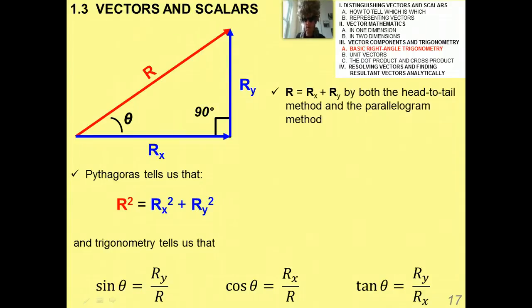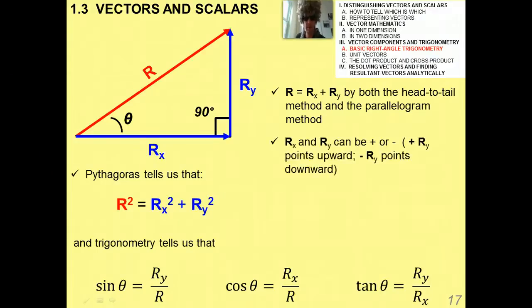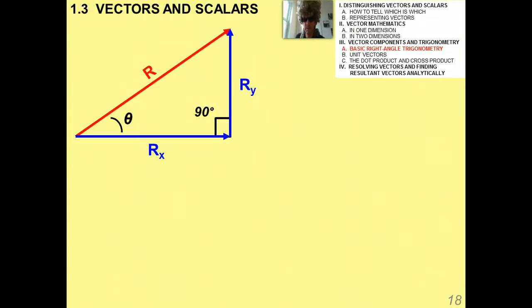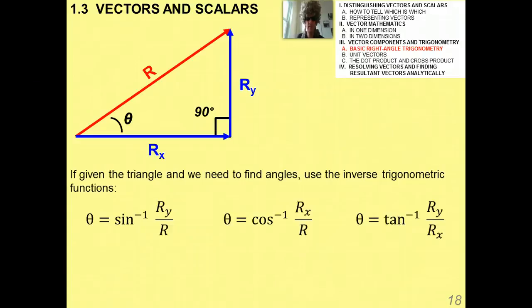Now, R is the resultant vector of Rx and Ry, both by the head-to-tail method and the parallelogram method, okay? It doesn't matter how you think of it, whether head-to-tail or parallelogram, R is the resultant vector. Rx and Ry can be positive or negative, right? Positive Ry is upward, negative Ry points downwards, and as I've said before, positive Rx points to the right, negative Rx points to the left, okay? Still the same triangle here, okay?